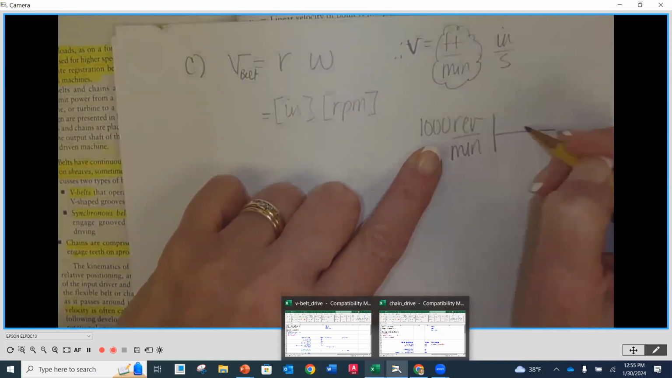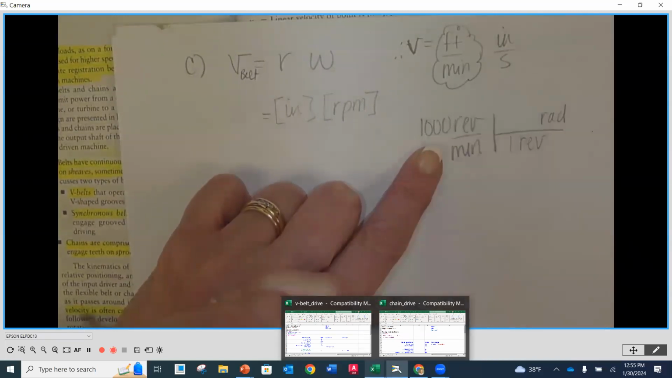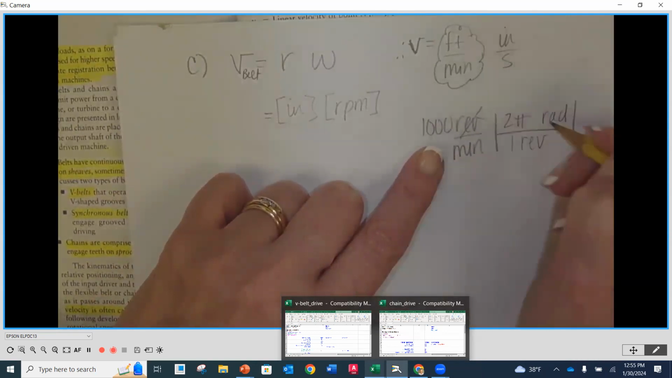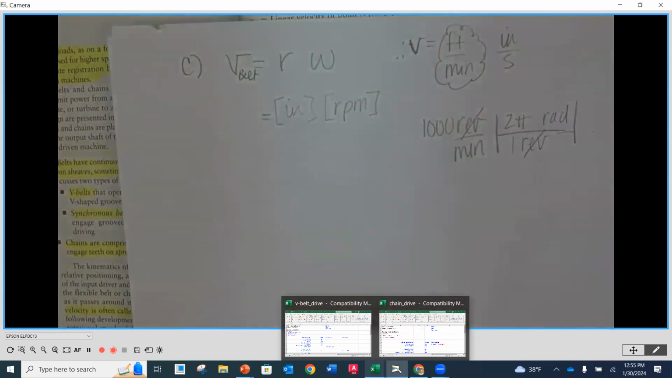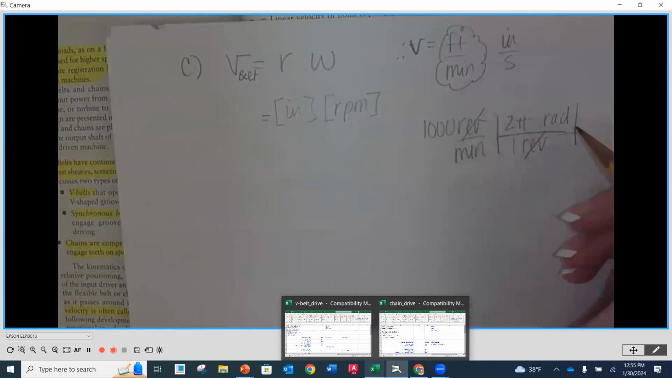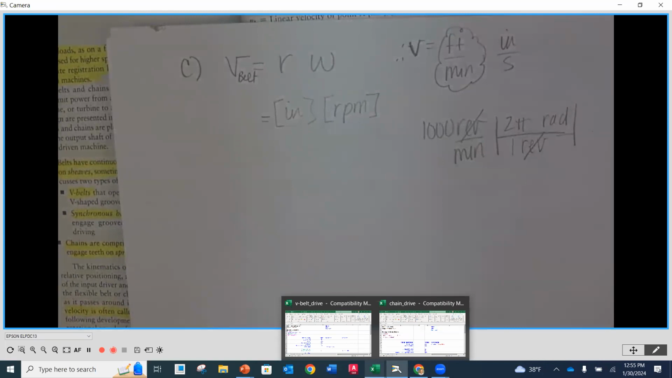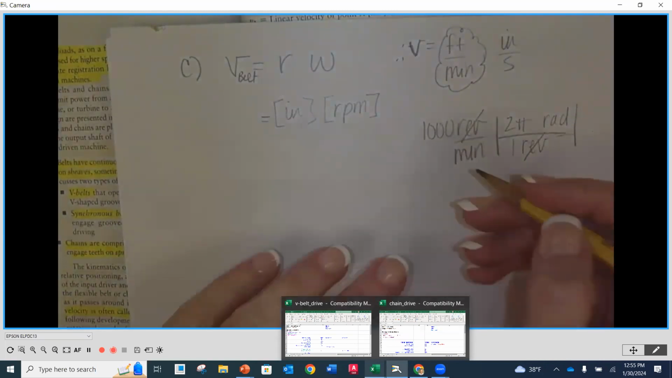So revolutions is going to go on the bottom, right? One revolution on the bottom is equal to how many radians? 2 pi radians. There it is. Now, when I multiply across the top and divide by the bottom, my revolutions cancel. I'm left with radians. So right now, my units are what? What's not canceled out? Radians per minute. Exactly. And that's where I want to be.